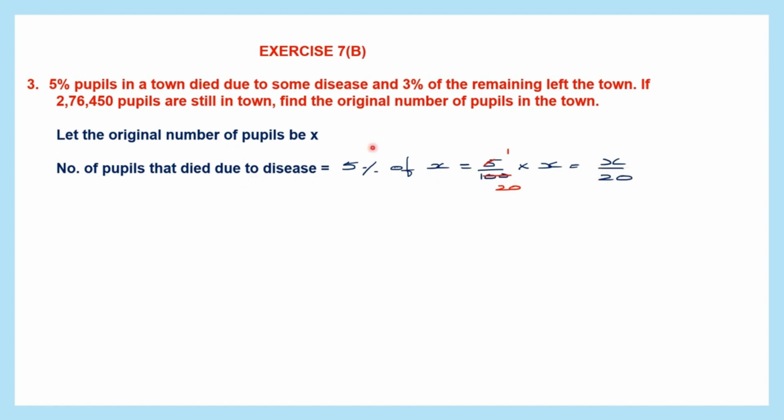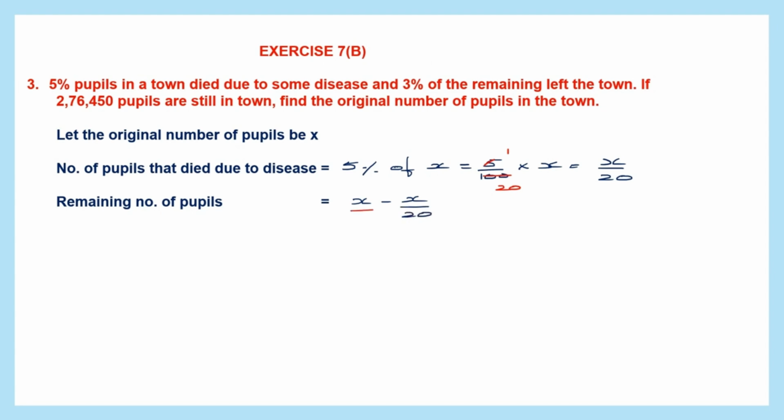So many pupils died. So originally there were so many. Now so many pupils have died. So the number has reduced. So now we have to find the remaining number. So from the original number, if we minus this, we will know how many pupils are remaining. So that we have to find x minus x by 20. So this also we need to work out.